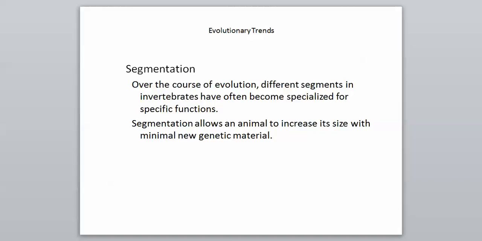And then another big characteristic that has shown up over time is segmentation. Over the course of evolution, different segments in invertebrates have often become specialized for specific functions. We said this first came up in our annelids, our segmented worms. They were the first group to really have this, and it allowed them to increase in size with minimal new genetic material. So that's a big characteristic of segmentation as well.